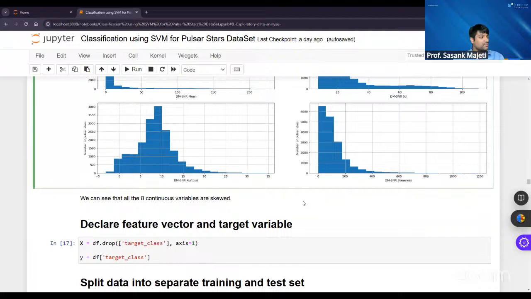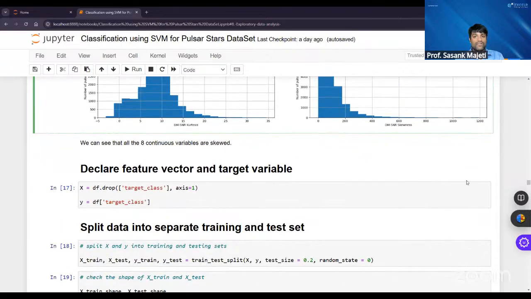And here my inference also confirms that all the 8 continuous variables are skewed, right? They are not following the normal distribution, they are somewhat skewed. Now let us first try to implement the SVM part.